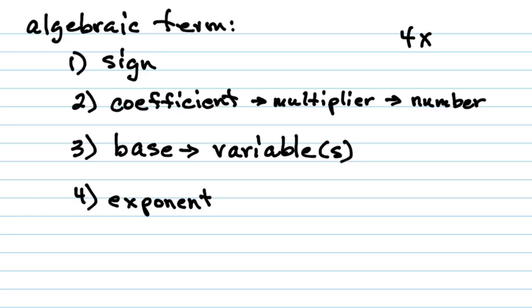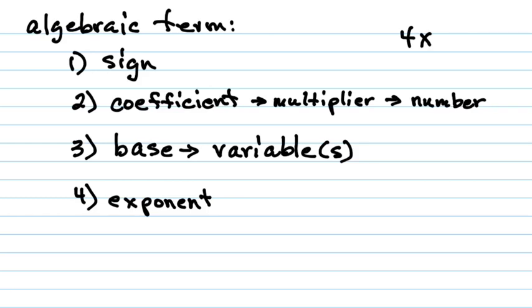Exponent. Now, what if you don't see an exponent? Does anybody remember what exponent there is if you don't see one? It's a 1. Good. What if you don't see a coefficient number in front? What do you assume it to be? Also a 1. Remember that in most of mathematics, if you don't see something there, then you assume it to be a 1.